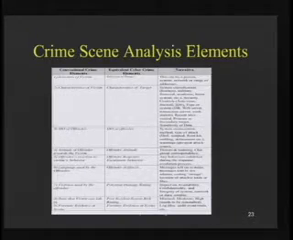Well, let's look at these crime scene elements. That really shows up well, I hope. Really, if you're looking at conventional crime elements, the first column is conventional, the second column is equivalent cybercrime, and the third is really the narrative. Why is this important? I'll just go through a couple of these.